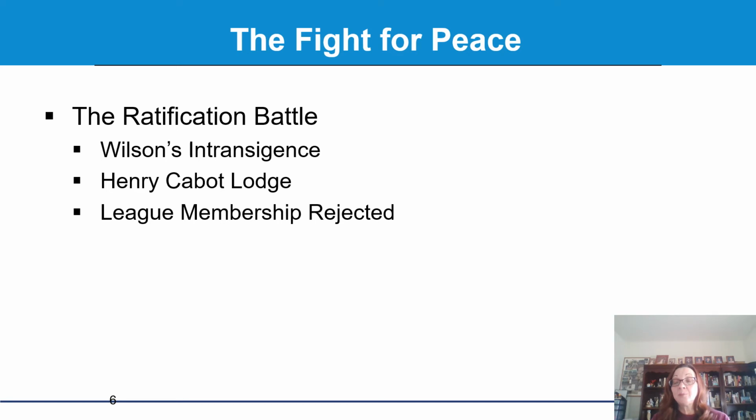And one of the big sticking points for most of the Senate was membership in the League of Nations. They did not want to become part of the League of Nations because they were afraid that if the United States became part of it, we would be constantly dragged into European conflicts. And we don't want that. Most Americans wanted World War I to be a one and done. They wanted us to go, the war was over, we saved the world, and then we want to go back into isolationism. We want to go back to the way things were before the war.